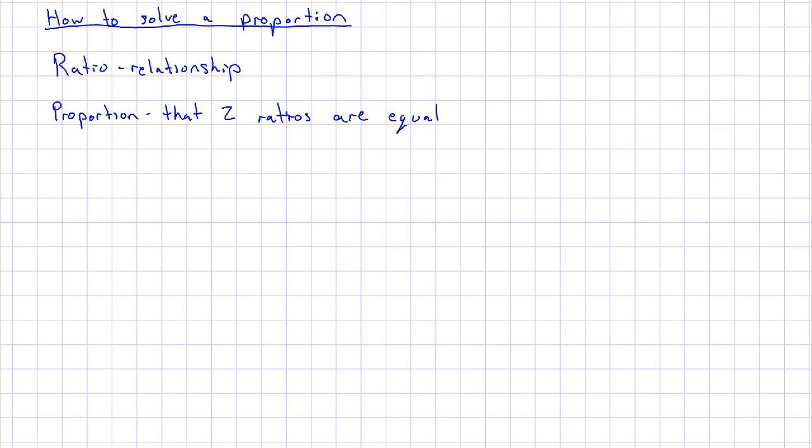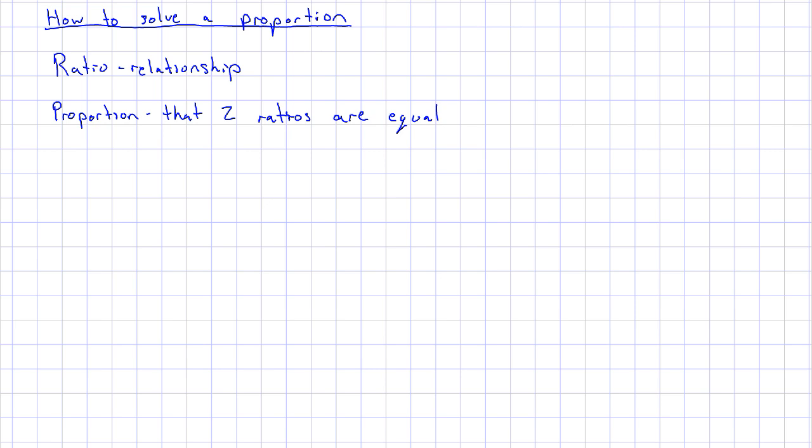So we use ratios inside proportions. A ratio is a relationship between two objects, right? And when I have a proportion, I'm telling you that I have multiple ratios and that those ratios are equal. So a proportion is telling you that two ratios are equal to each other. So that's kind of how ratios fit into the proportion conversation.